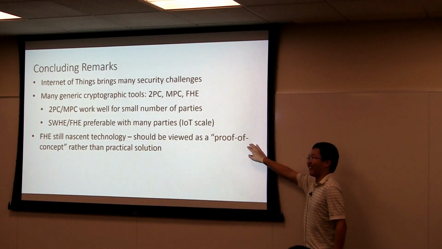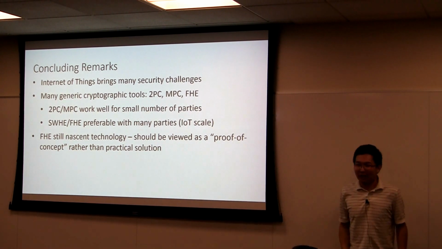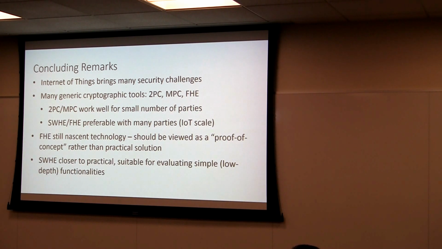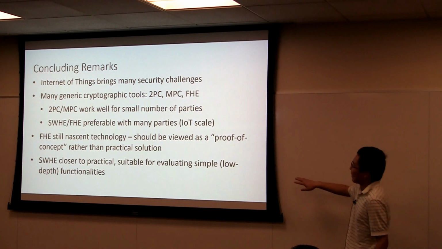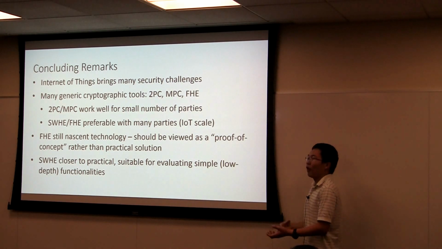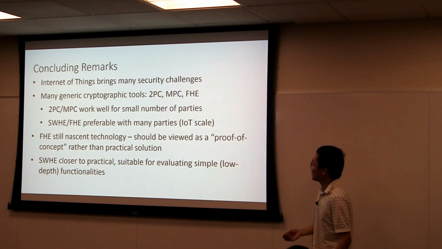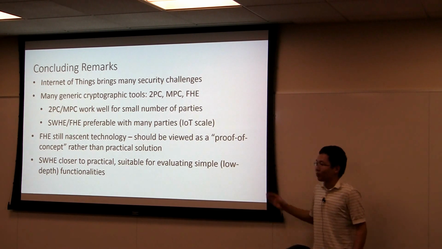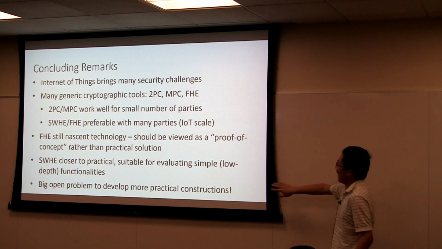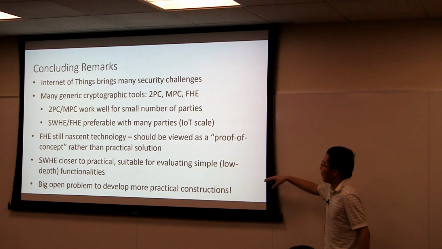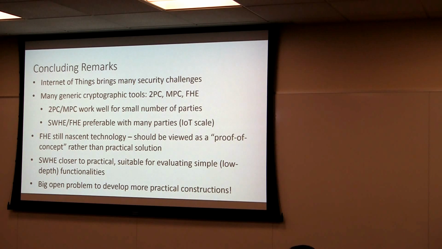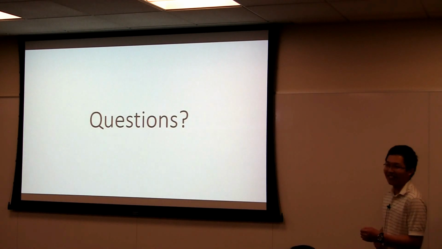But obviously, we have a long way to go before we can consider them actually practical and viable for the applications we're interested in. Somewhat homomorphic encryption schemes are closer to practical. So if the function that you want to evaluate is simple, i.e., low depth in the number of multiplications, then this might be something worthwhile to consider. And there are a lot of big open problems in developing more practical constructions of both somewhat homomorphic encryption as well as fully homomorphic encryption. OK, and that's all I have. So I'll open it up for questions.